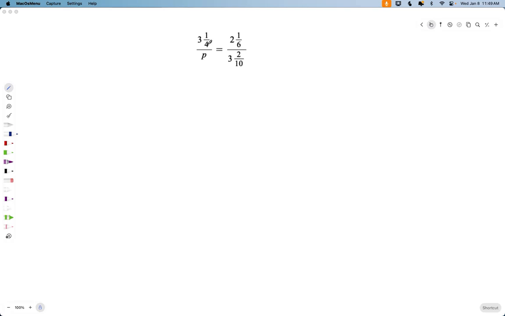So first of all, 4 times 3 is 12 plus 1. That's going to be 13 over 4, and that's over p. And then 2 times 6 is 12, plus 1 is 13, over 6.